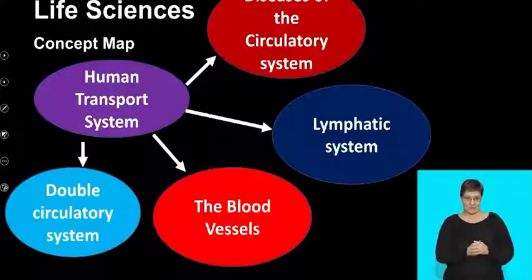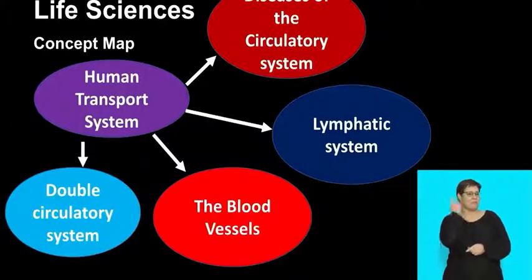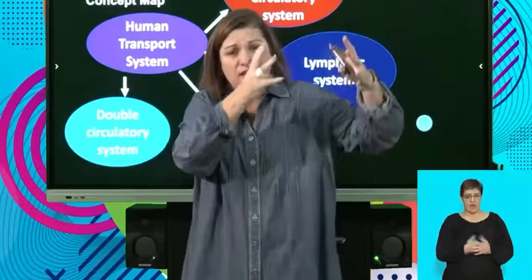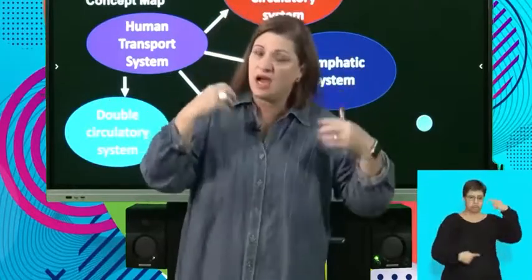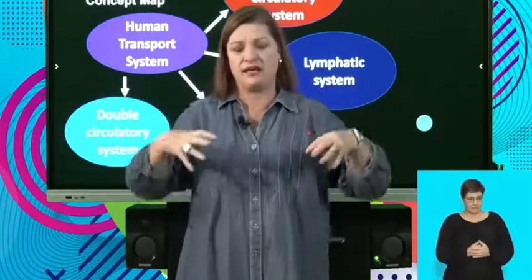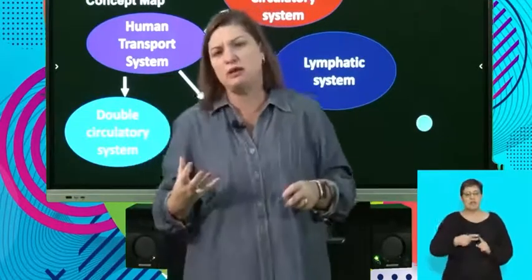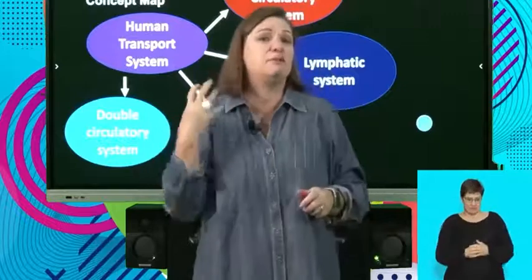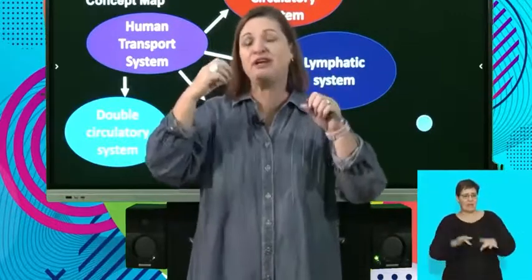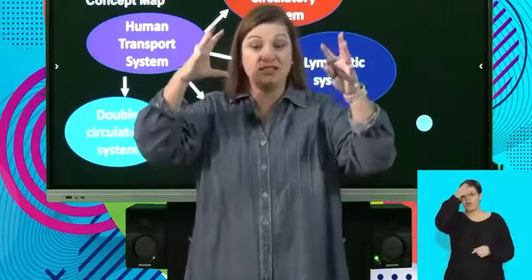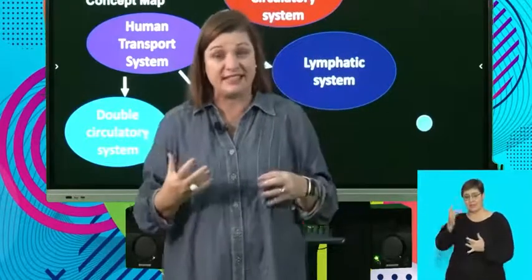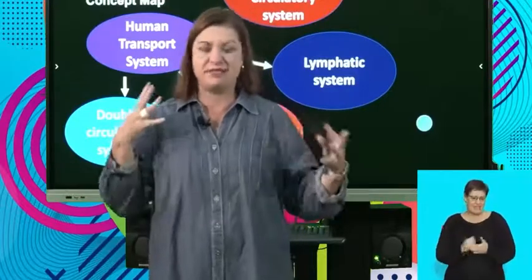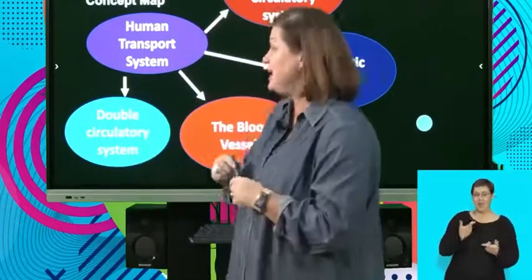As I say to you today, we looked at the heart, so now we're looking at the heart as this pump. How do we get the blood around the body? What does it travel in? We're looking at what we call a double circulatory system, and the different blood vessels. We are also looking at the lymphatic system, and then we're going to finally end off with the diseases of the cardiovascular system. Sometimes things don't always work as they should.